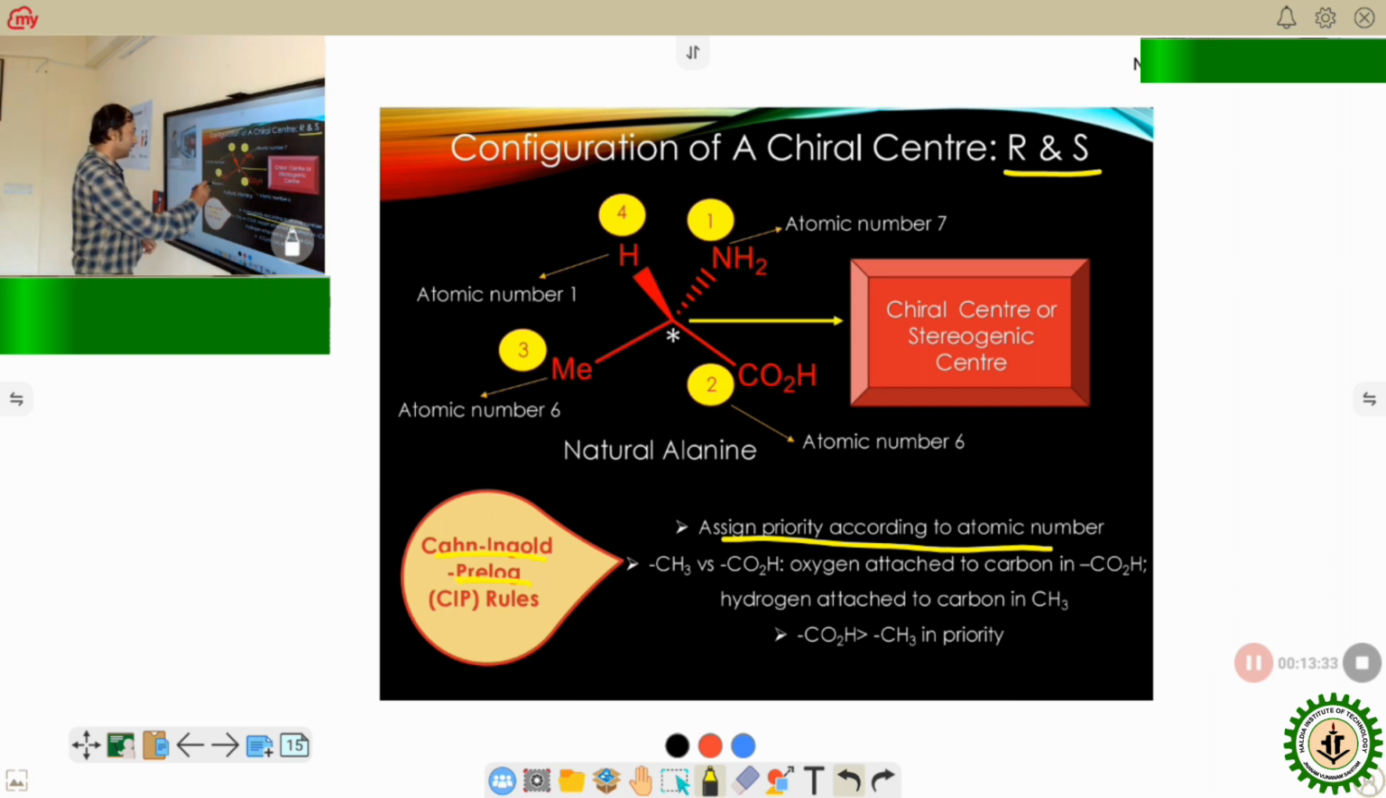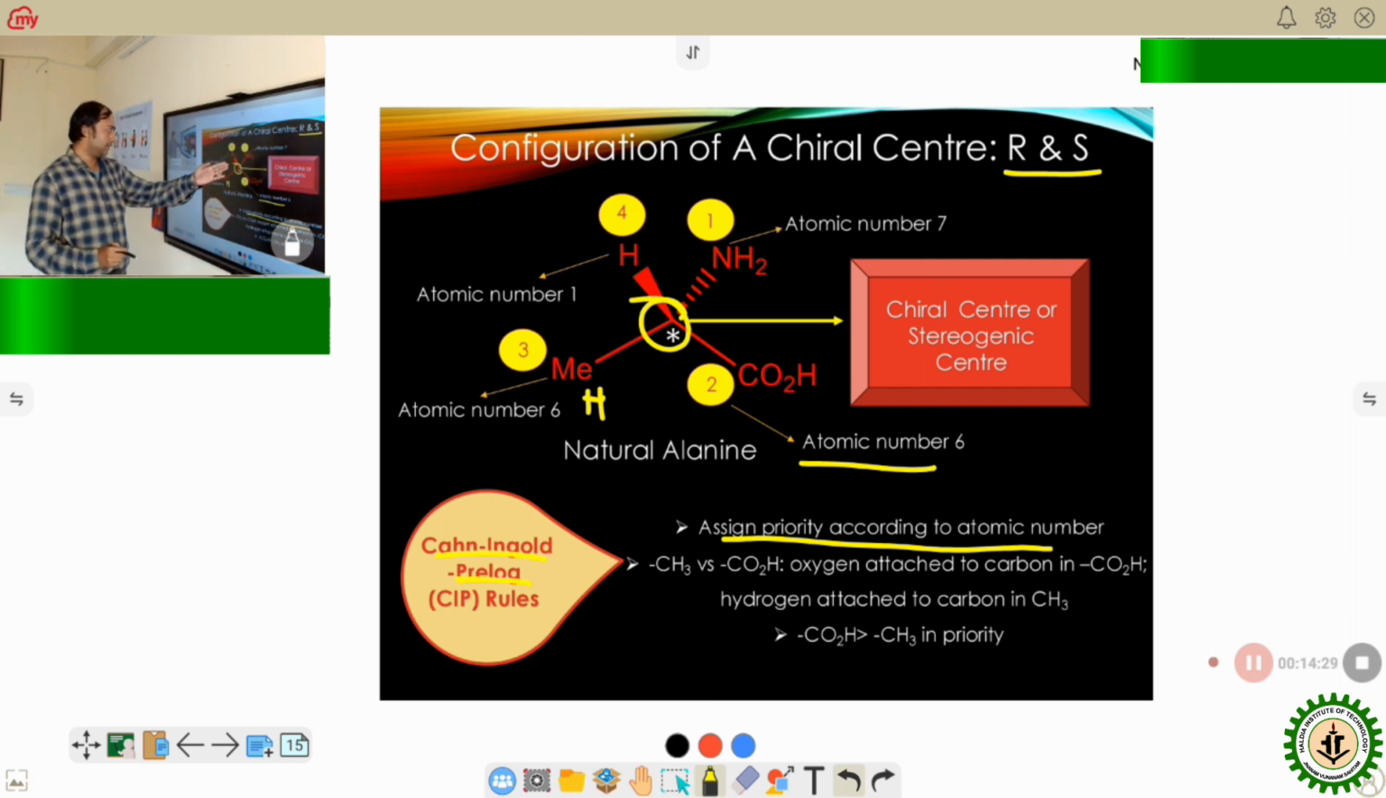Okay, so we see here the chiral center, marked as a star, and there are 4 different groups. So this is a chiral carbon atom, which has 4 different groups attached to it. It is called a chiral center or stereogenic center, and now I need to designate the priority. I see NH2 is there, CO2H is here, CH3 is there, and hydrogen is there. Priority will be according to the atomic number. So nitrogen first, then carbon. Both are carbon, but in the CO2H case the next atom is oxygen, while in the methyl case the next atom is hydrogen. Oxygen has a higher atomic number than hydrogen, so CO2H is higher priority. Finally, the last group, hydrogen, is the lowest priority.